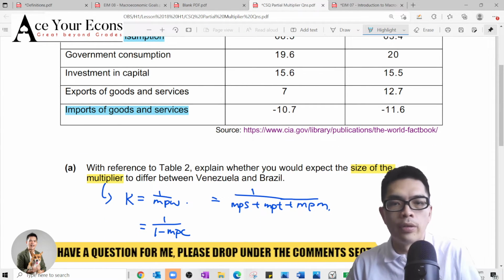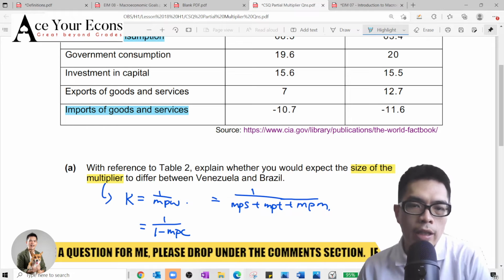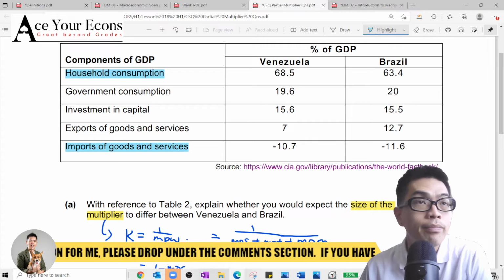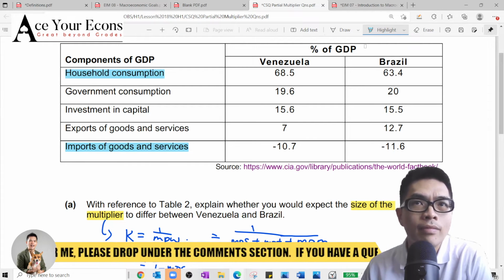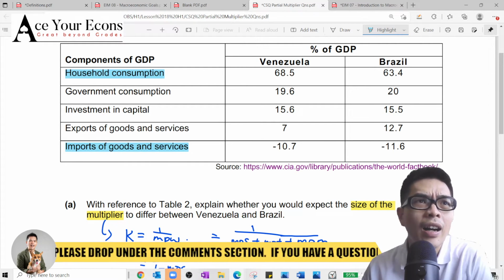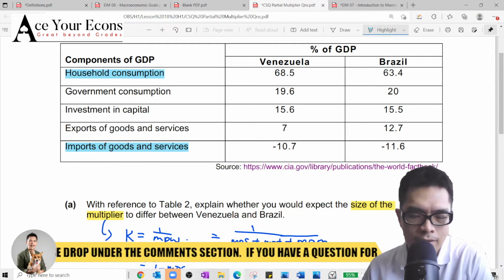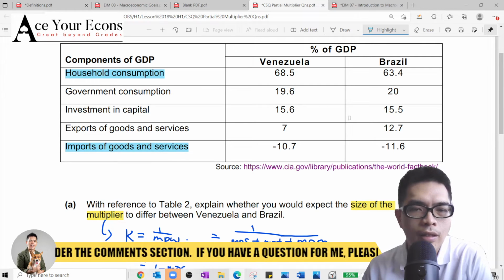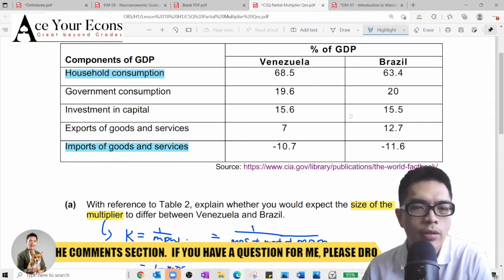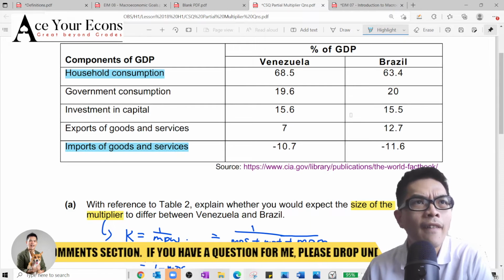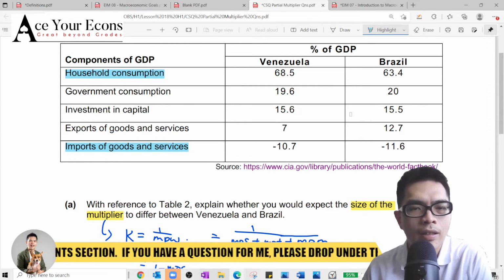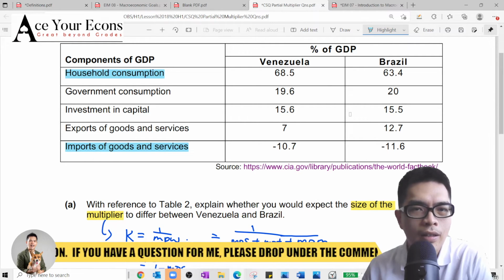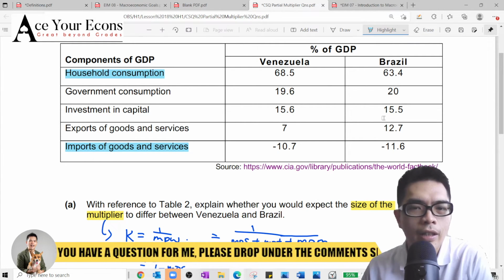So with this, maybe I will ask Ravati, would you like to unmute yourself? Explain whether you would expect the size of the multiplier to differ. The Venezuela one is larger than the Brazil one. Alright, how is that so? Because the household consumption is higher for Venezuela. Okay. Is that all?